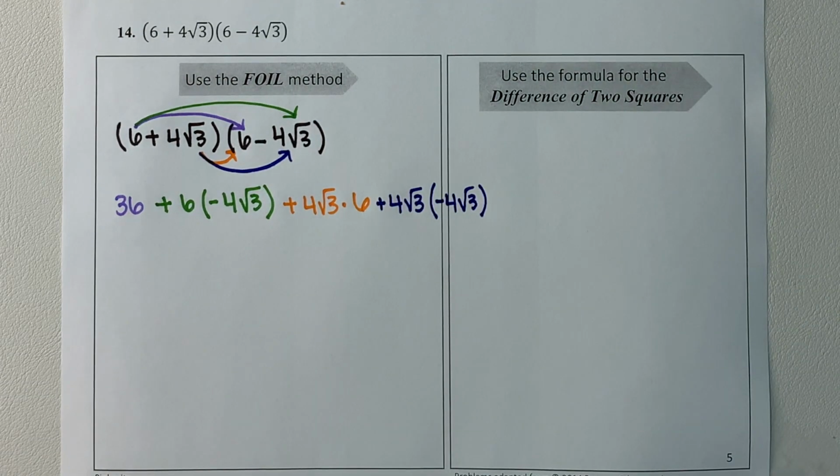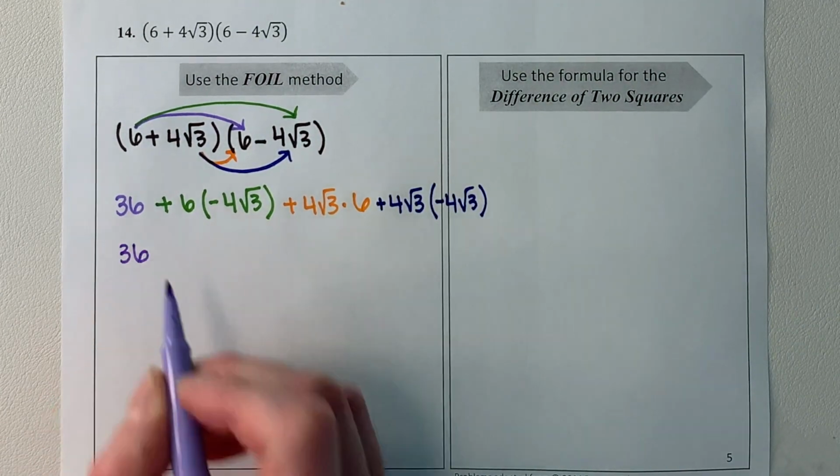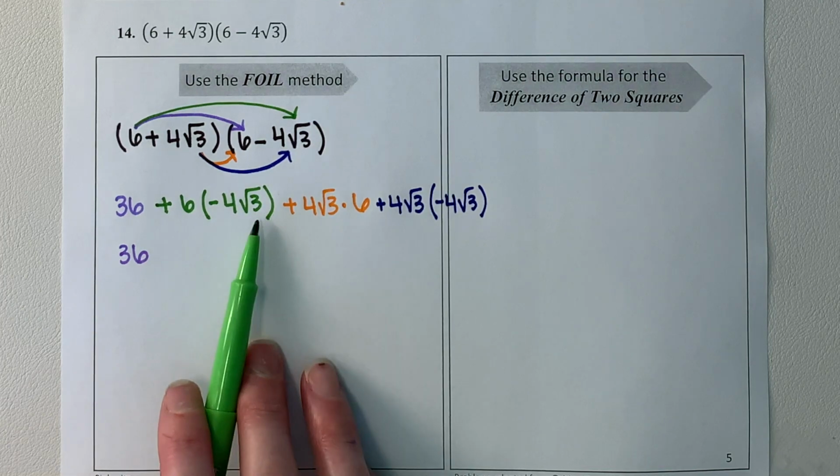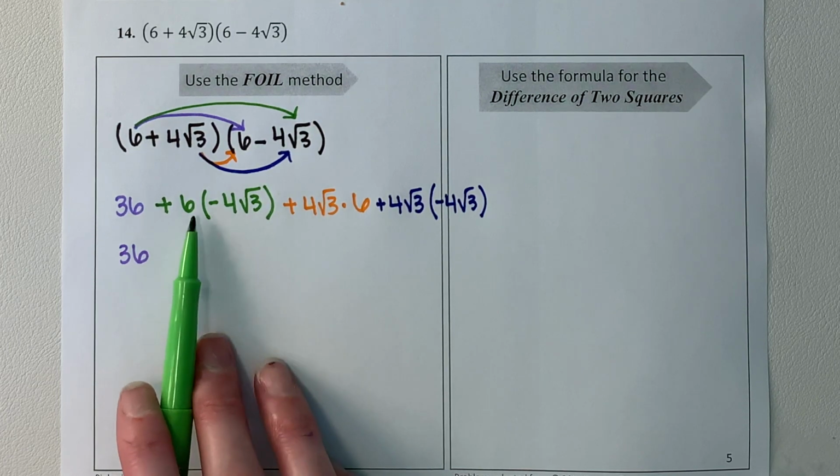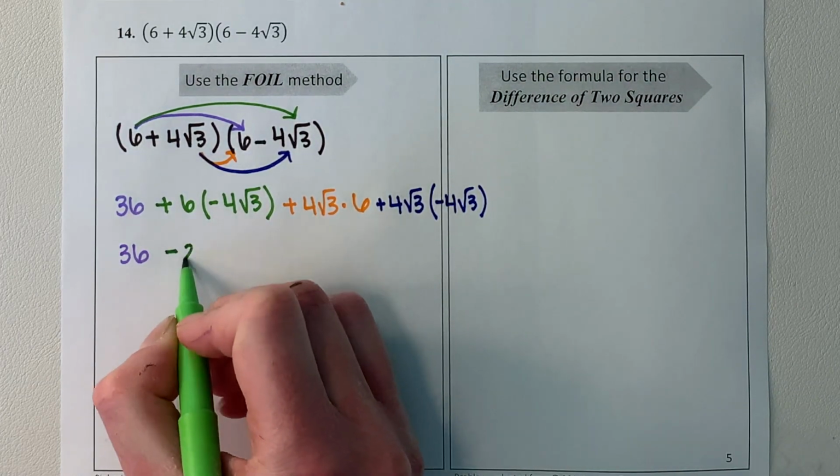Now let's simplify. We'll bring down the 36. Now if we look at this quantity in green, when you're multiplying quantities, we multiply like quantities. So we multiply any coefficients. 6 times -4 will give us -24.